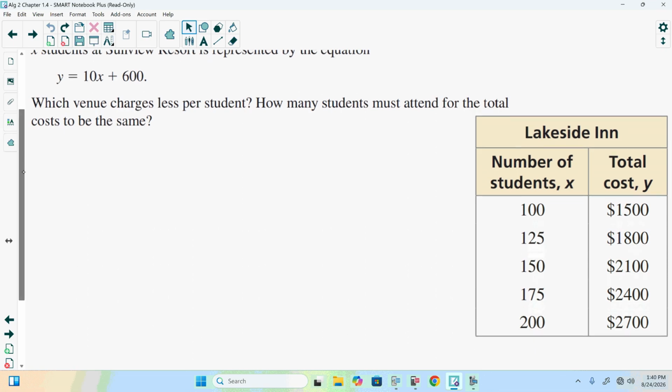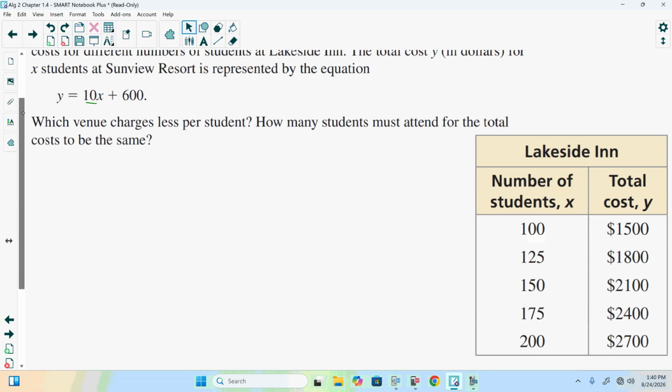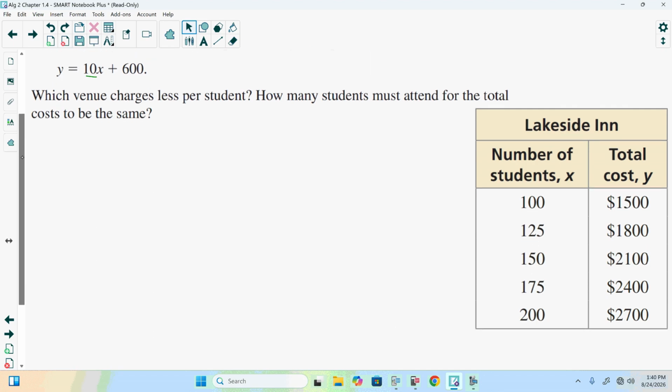Now, Sunview is telling us y equals 10x plus 600. So the slope is how much it's costing per student. Sunview is charging $10 per student and a $600 fee to rent the facilities. Now, for us to be able to tell which one is cheaper per student, we do need to figure out what the slope is.